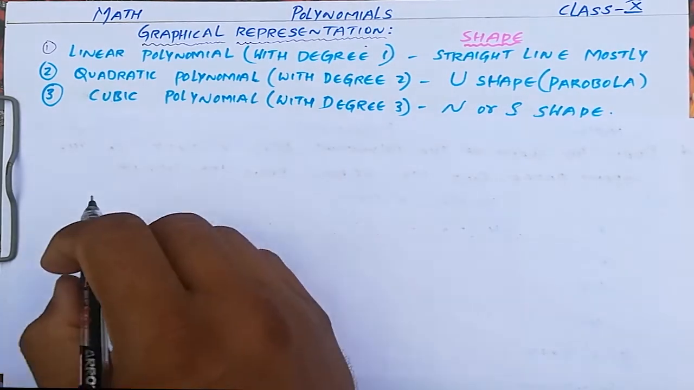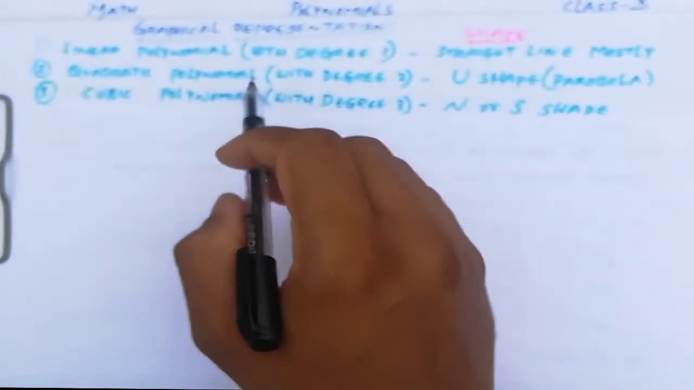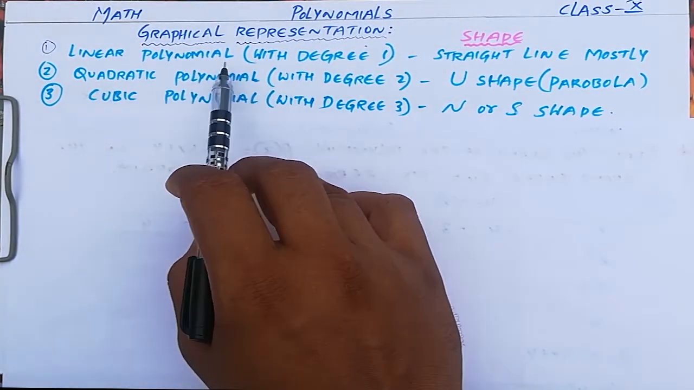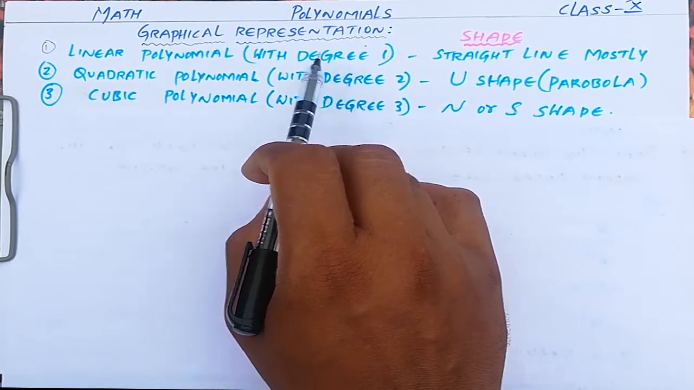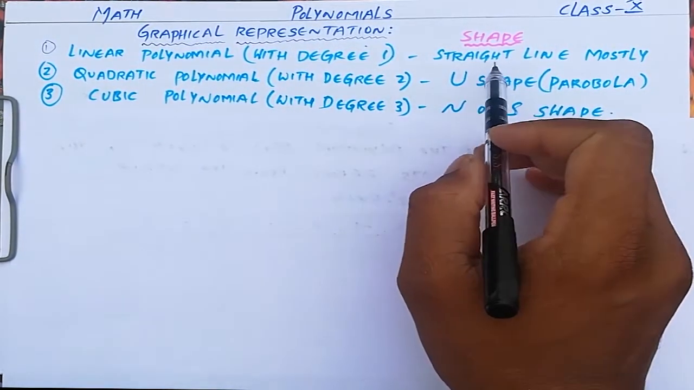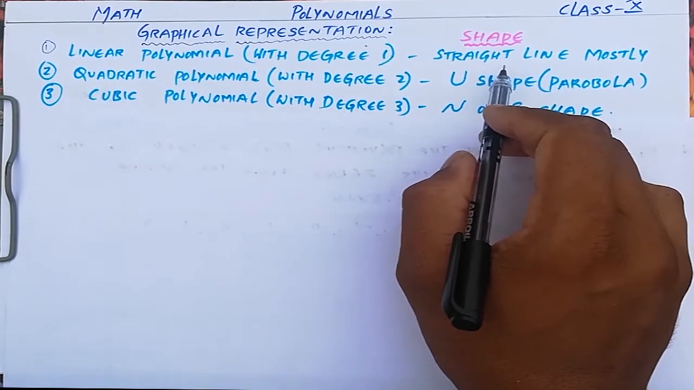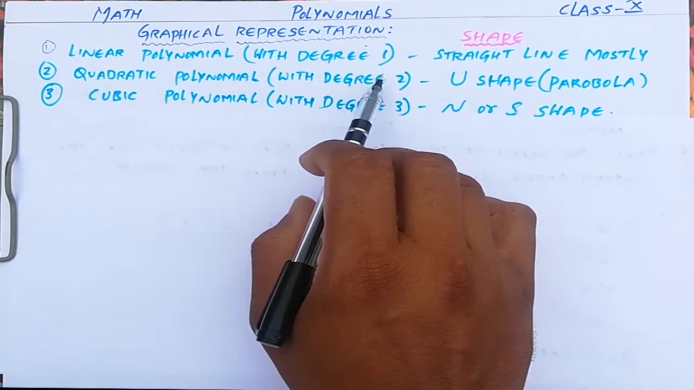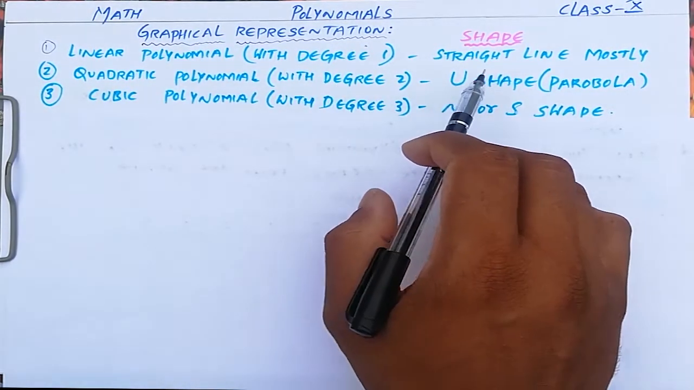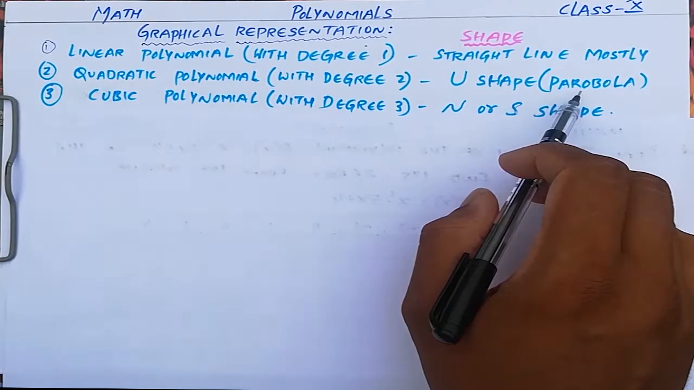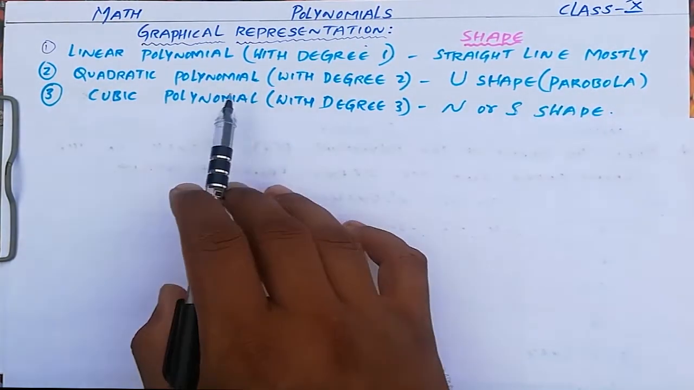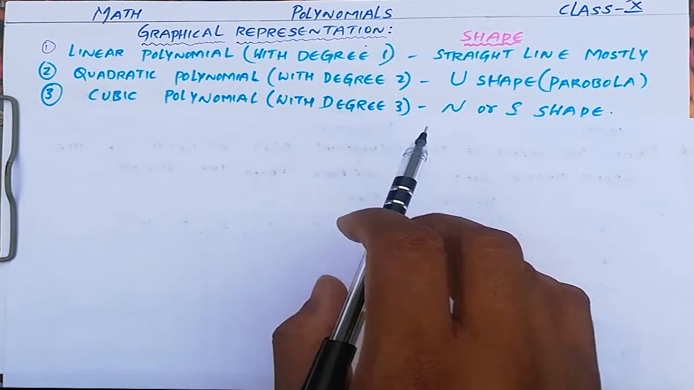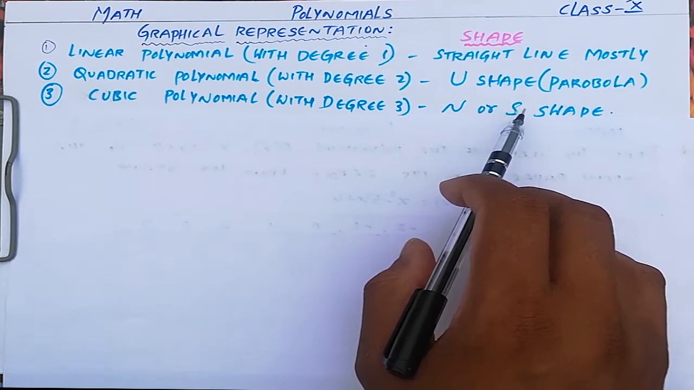How will I explain here? Simple things I am saying. If it is a linear polynomial, I explained already, linear polynomial means with the degree 1. If it is degree 1, mostly we get the graph as a straight line. Then a quadratic polynomial with degree 2, we get a U shape, like a parabola. And if it is a cubic polynomial, with degree 3, we may get an N shape or S shape.